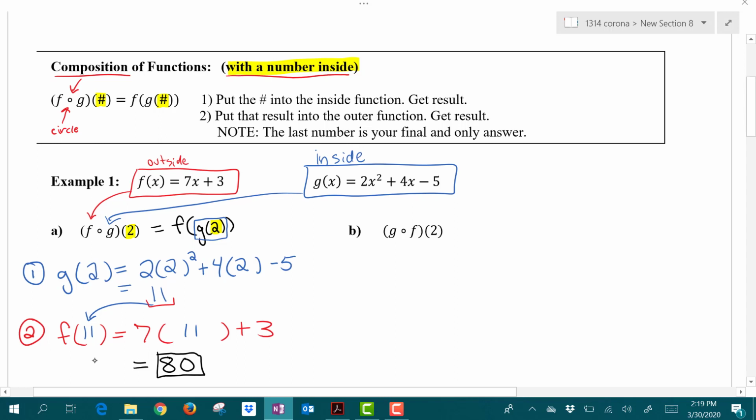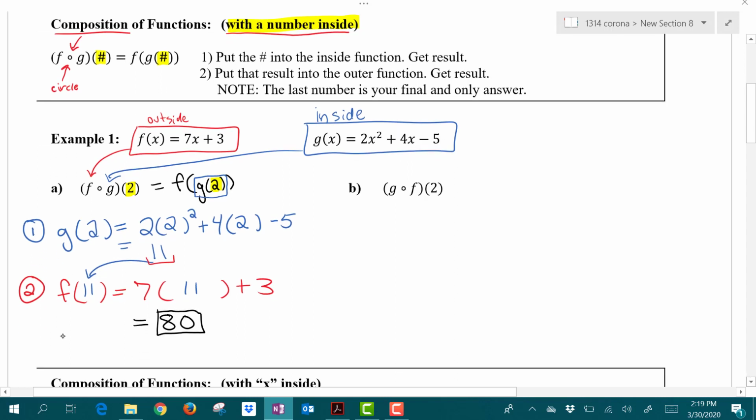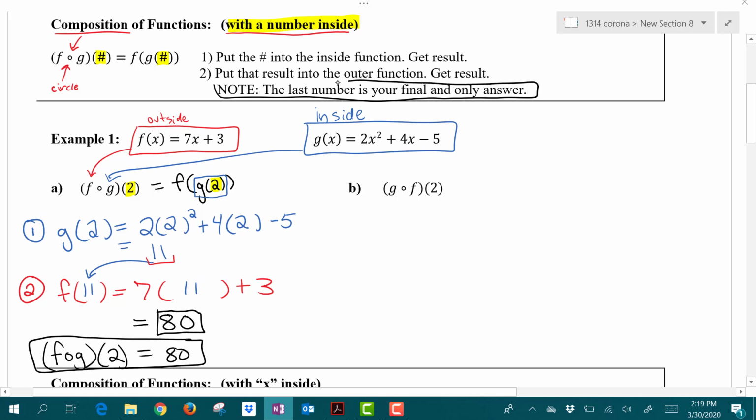When you're doing your homework in MyMathLab, it would say f composed with g of 2, and in that blank you would put in 80. The last number is your final and only answer. You only get one answer to this, and that's 80.